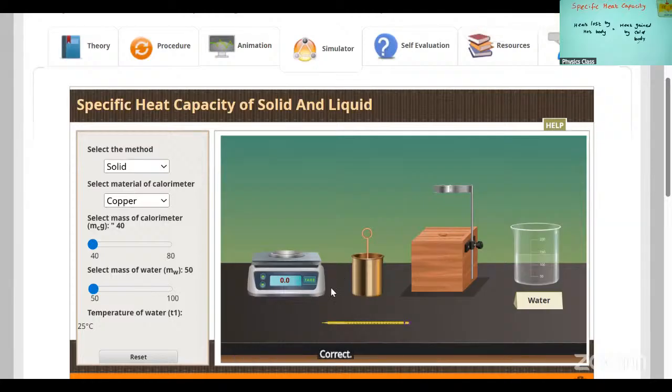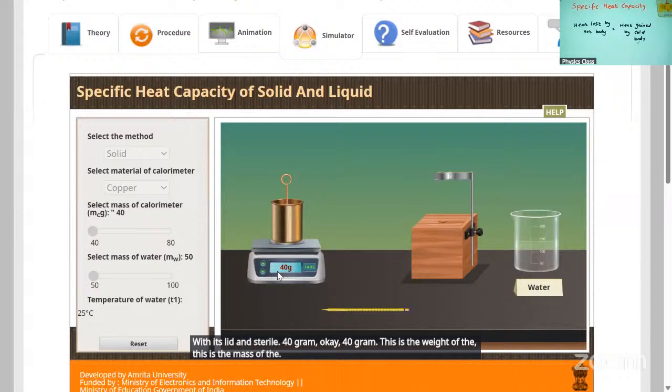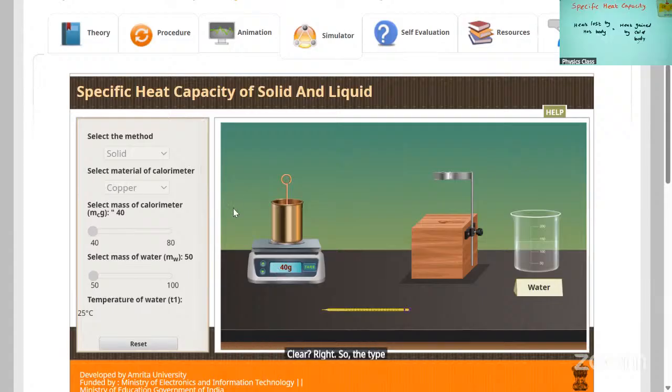First, weigh the clean, dry, empty calorimeter with its lid and stirrer. 40 gram. This is the mass of the calorimeter without water. We can take it as M1. The type of calorimeter here is copper.